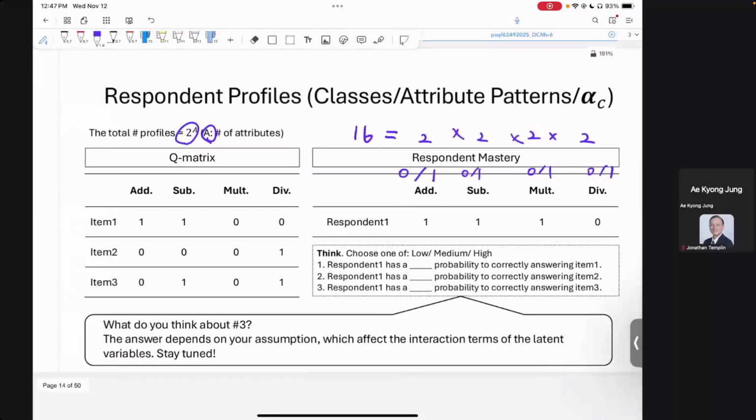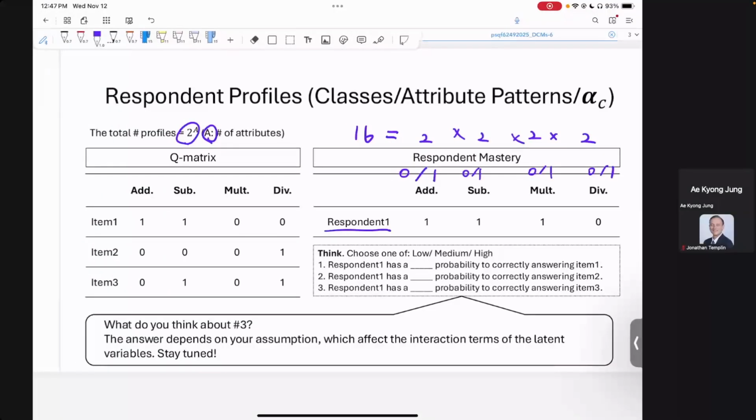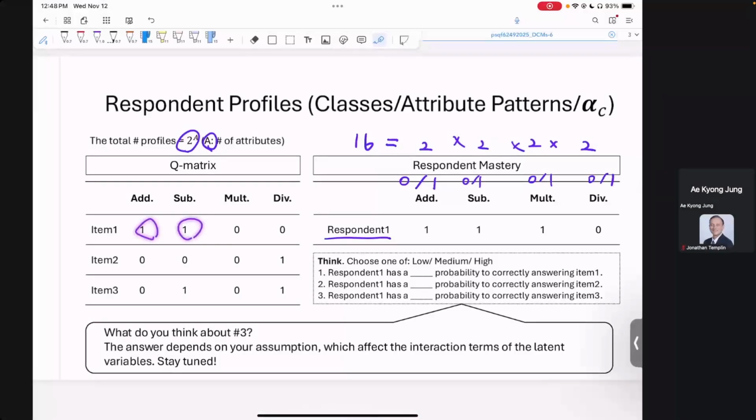Let's see this respondent number 1. This person has mastered addition and subtraction, but not multiplication and division. Let's think about whether this person has a high, medium, or low probability of correctly answering item 1. This item number 1 is measuring addition and subtraction, and this person mastered addition and subtraction. Do you think this respondent has a high, medium, or low probability of correctly answering item number 1?